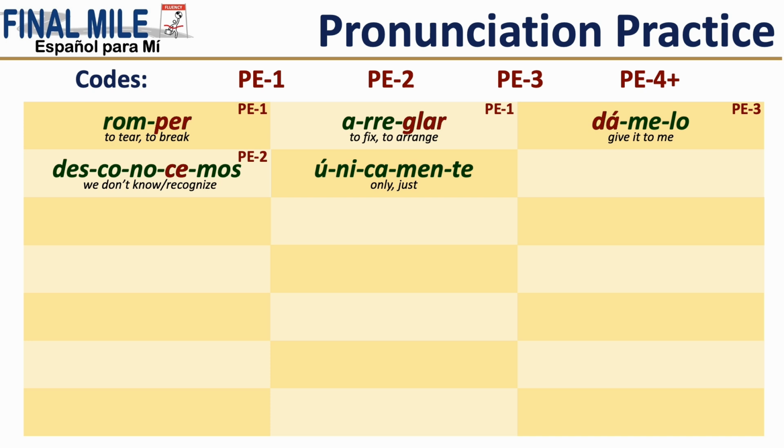Question number 1. Does it have a graphic accent? Yes. Okay. So it's on syllable 1, 2, 3, 4, 5. It falls in PE4+ category. And how are we going to pronounce it? Again, I keep harping on the long, strong vowels because we want a perfect Spanish accent from the very beginning. Good habits here. Listen. Únicamente.